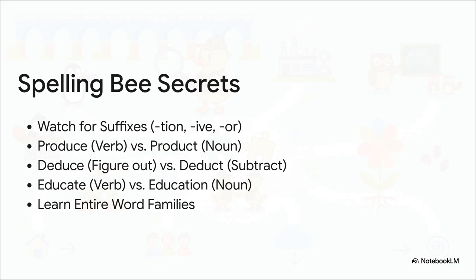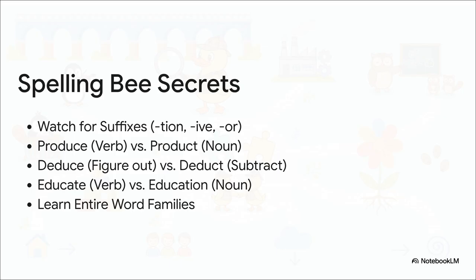Advanced spellers also swear by these 5 crucial secrets. First, always watch for suffixes like tation, ive, or, ory, ible, and ion. They're massive clues because they often signal the part of speech. Second, do not mix up your verbs and nouns. Produce is the verb meaning to create, but product is the noun for the actual thing created. Third, deduce means to figure out, while deduct means to subtract. They have very similar spellings, but entirely different meanings.